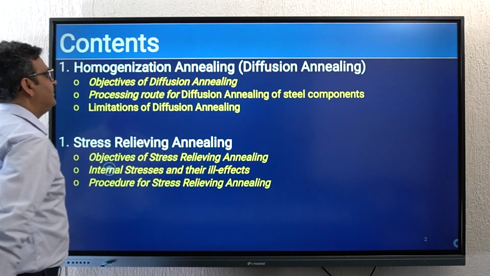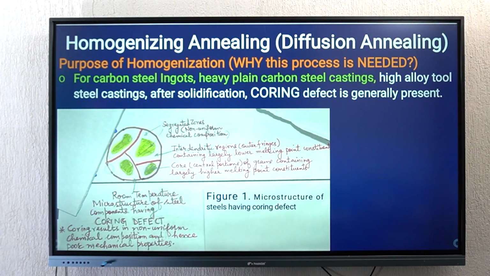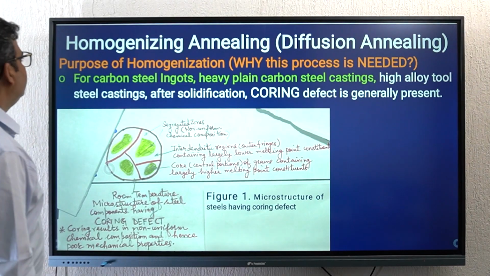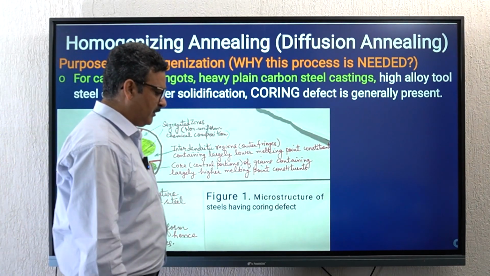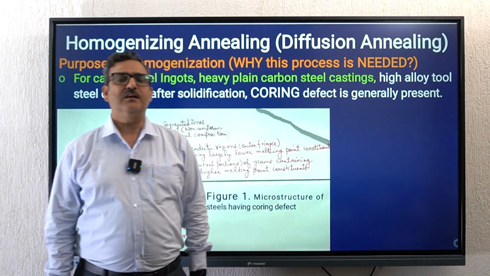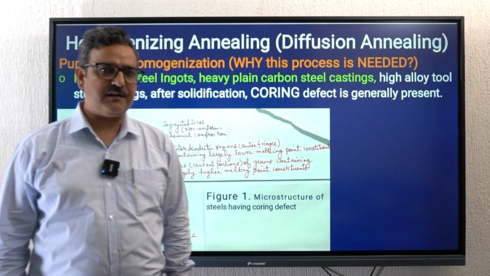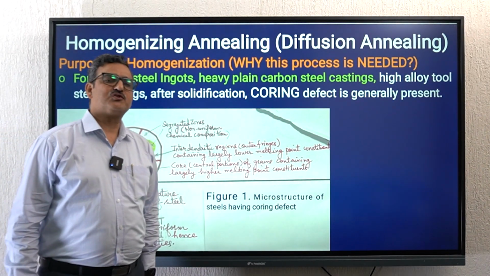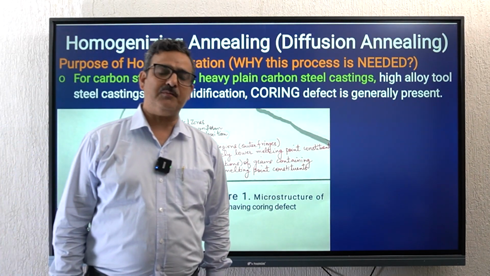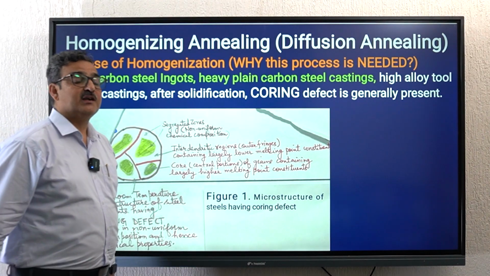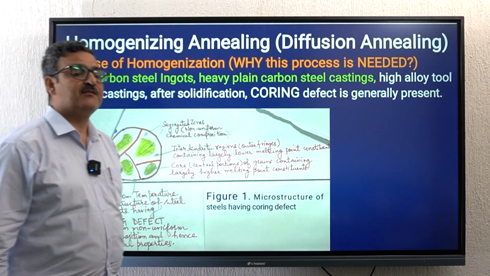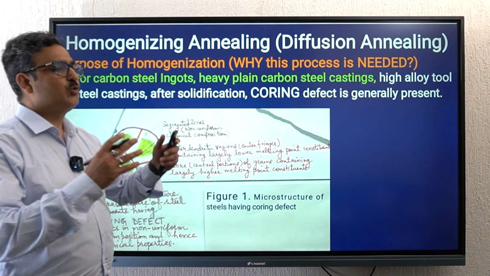We start with what is called homogenizing annealing or diffusion annealing. Students, you would have heard about a defect called coring. Coring is also called interdendritic segregation. It is also known as enveloping or developing or surrounding, but the most popularly used name for the defect is coring. Now, what does coring mean?